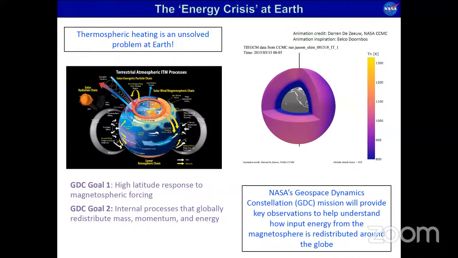And so I do want to give a plug for the GDC mission out of NASA, the Geospace Dynamics Constellation, that's really intended to go after this at Earth, and the things that we can learn from that in terms of how the high latitude responds to magnetospheric forcing, and all the internal processes in this case at Earth that globally redistribute the mass, momentum, and energy.